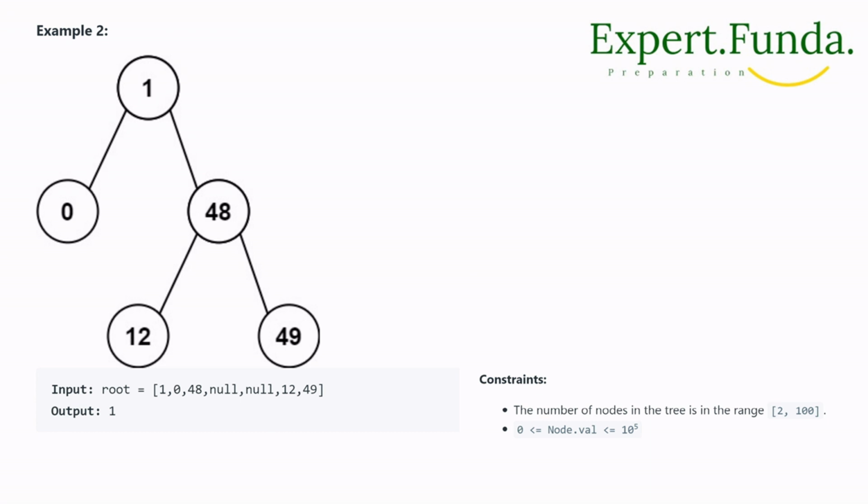Similarly, if we talk about this one, this is given. So if we do in order traversal, let's suppose we are getting 0, 1, 48, 12, like this. So whatever the data comes here, the minimum one will be our answer, right?